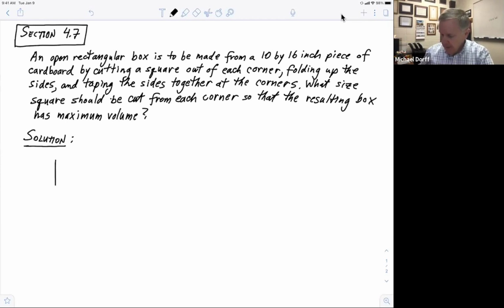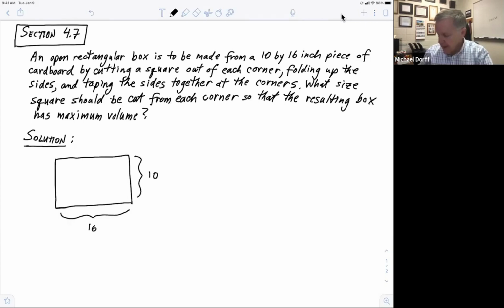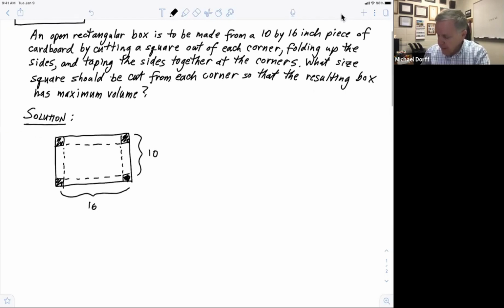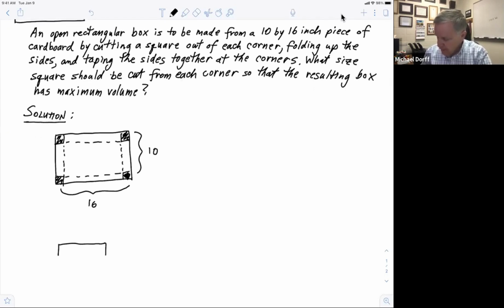We have a rectangular piece of cardboard, and the length here is 16 and the width here is 10. And what we want to do is cut out corners that are in the shape of a square, so something like this. Take out these four corners, cut out those squares, and then we're going to fold the cardboard along these dotted lines. When we do that, we're going to get a box that looks like this. And we want to maximize the volume of the box.